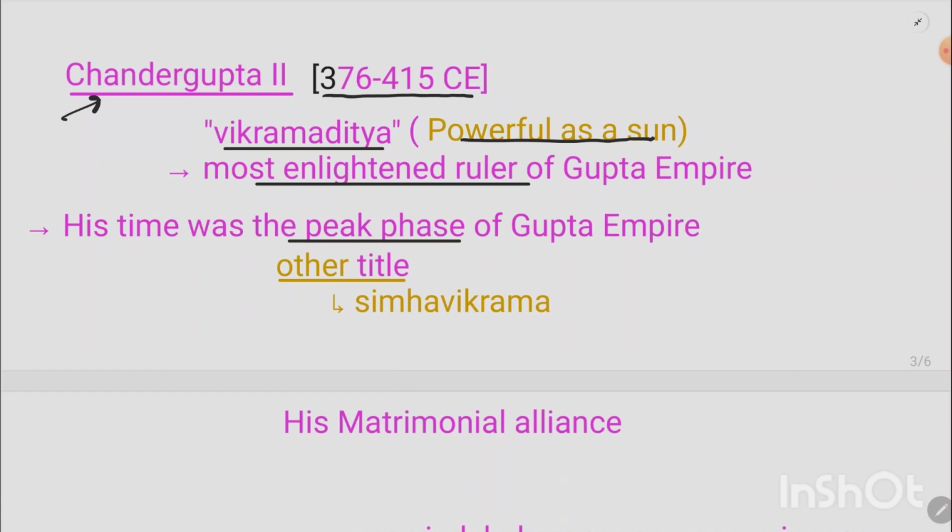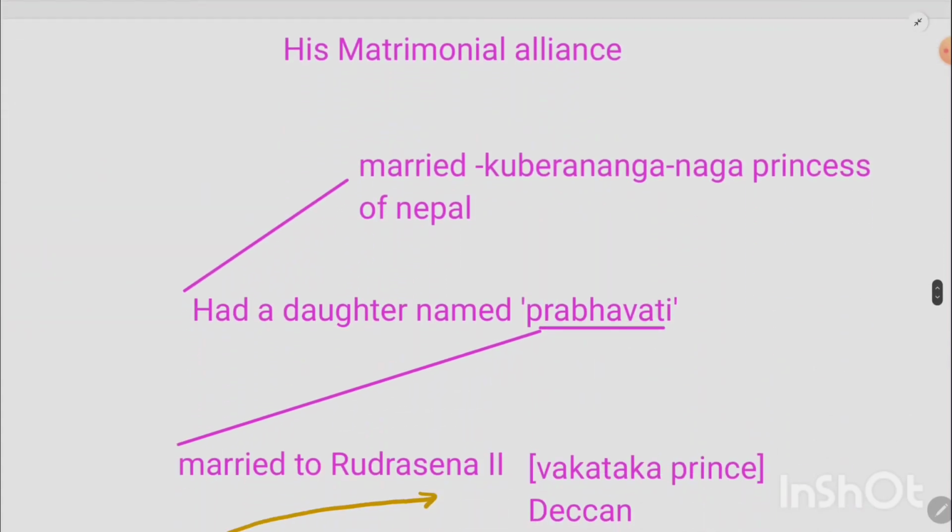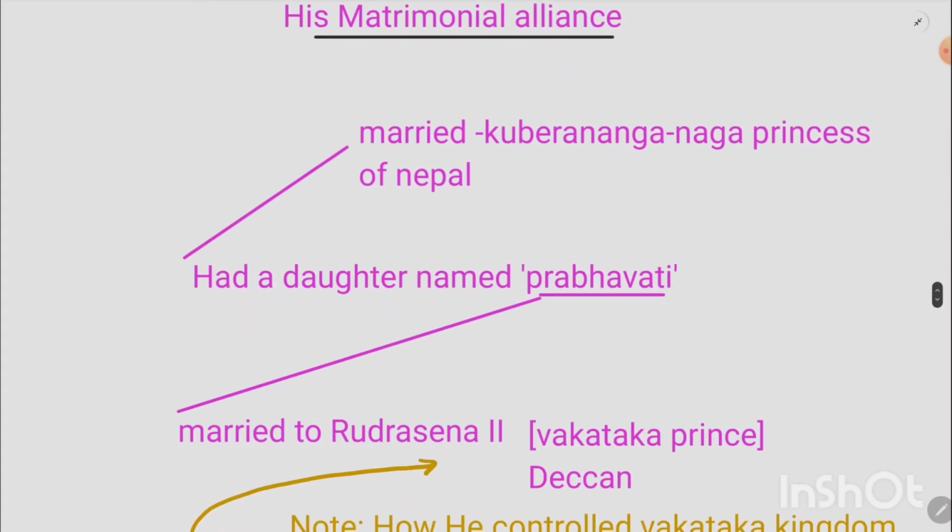What is the other title given to Chandragupta apart from Vikramaditya? It is Simha Vikrama. So Simha Vikrama and Vikramaditya are the two titles given to Chandragupta II. Also, he followed the policy of matrimonial alliance. According to Chandragupta I, there was the matrimonial alliance with Kumara Devi, as I told you, and in the case of Chandragupta II, he married Kubera Naga.